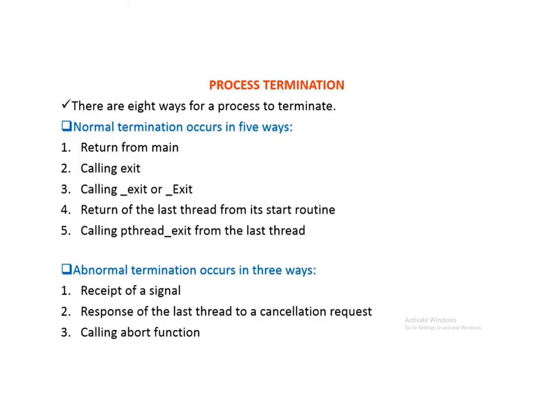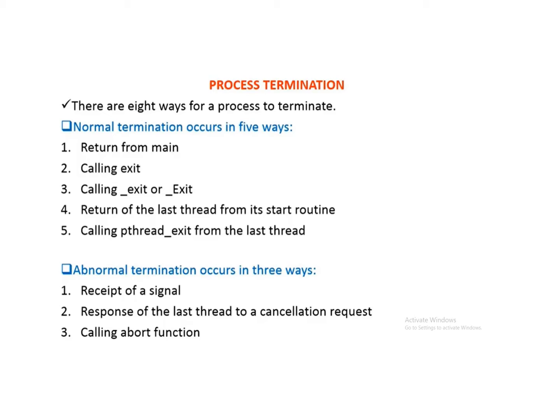The next is process termination. There are 8 ways for a process to terminate. There are two forms of process termination: the normal process termination and the abnormal termination. Normal termination can be done in 5 different ways, and abnormal termination in 3 different ways.